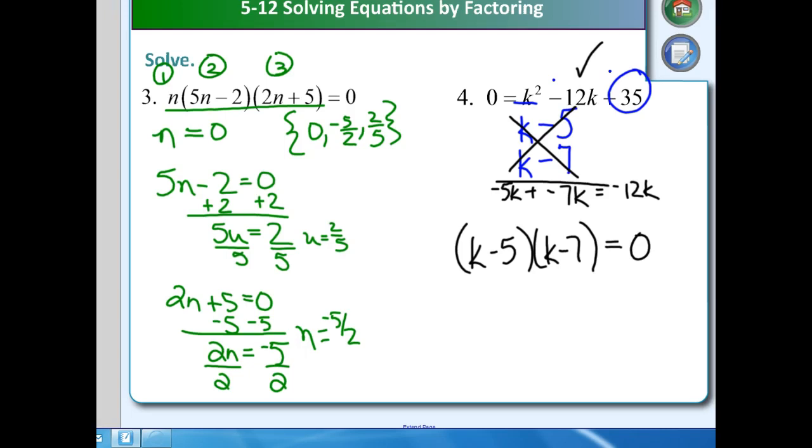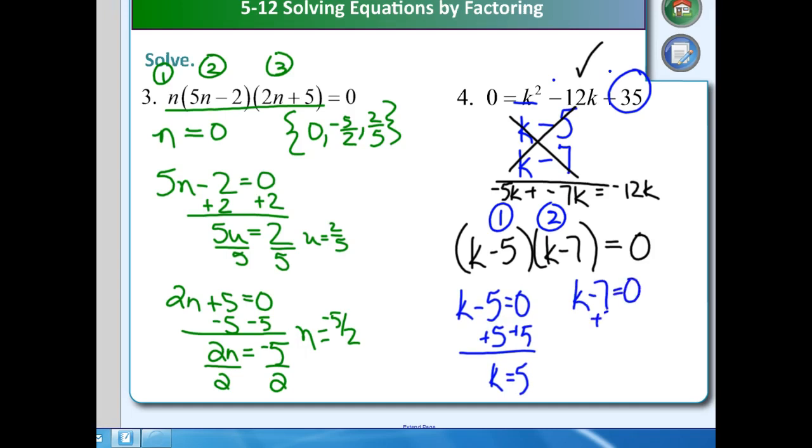Oh, what's my next move? Now we've got it to equal 0, so now how do I solve? If the whole thing equals 0, each part equals 0. So here's part number 1 and part number 2. So that means k minus 5 equals 0. And we're going to add 5 to both sides. So we've got k equals 5. And then we'll take part number 2, which is k minus 7 equals 0. And we're going to add 7 to both sides and get k equals 7. And so my set builder would be 5 and 7.